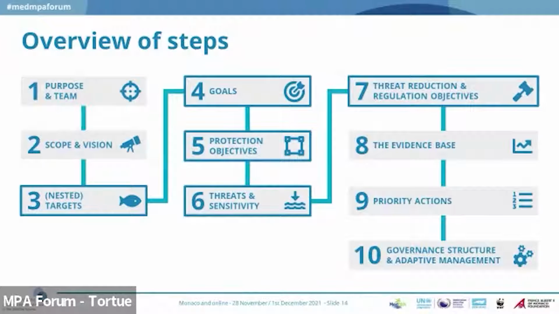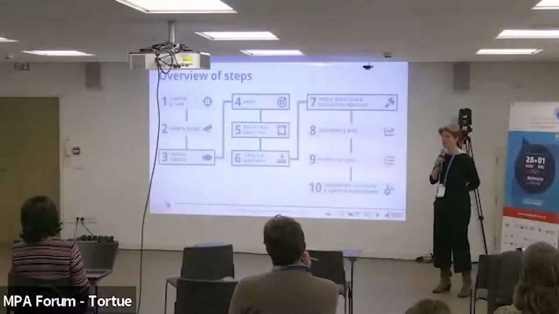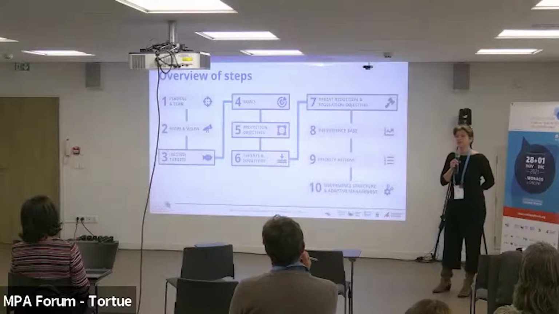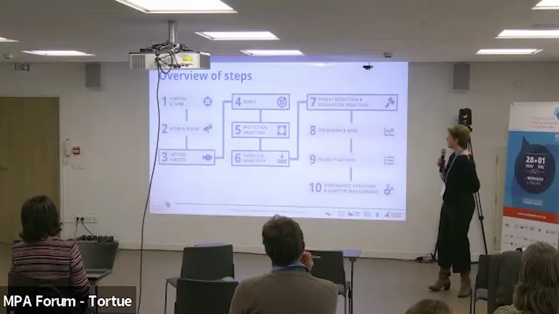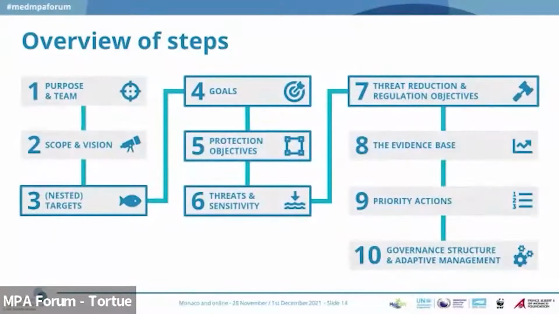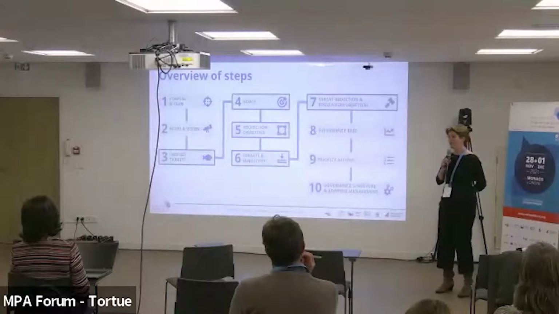Setting goals for them, step number 4. What is the outcome of your protection? What do you want your nested targets to look like in the future? Step number 5, protection objectives. What does that mean for how much you need to protect from what?